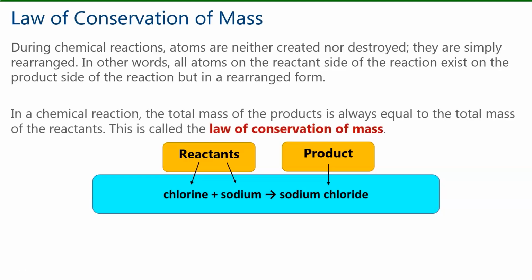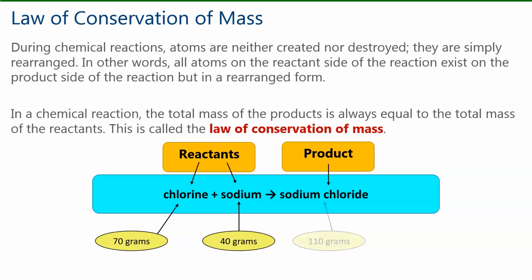Also in a chemical reaction, the total mass of the products is always equal to the total mass of the reactants. This is called the law of conservation of mass. For example, if we have 70 grams of chlorine and 40 grams of sodium, our product, sodium chloride, should be the sum of those two, 70 plus 40, which is 110 grams. So again, the mass of the product always equals the mass of the reactants.